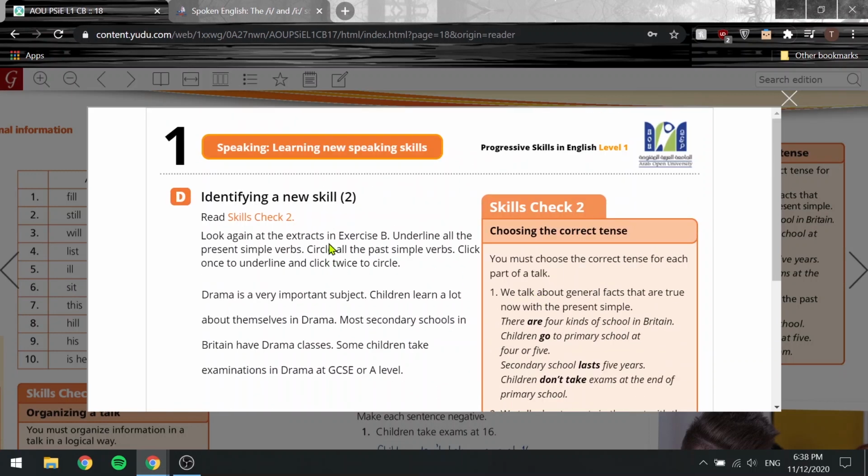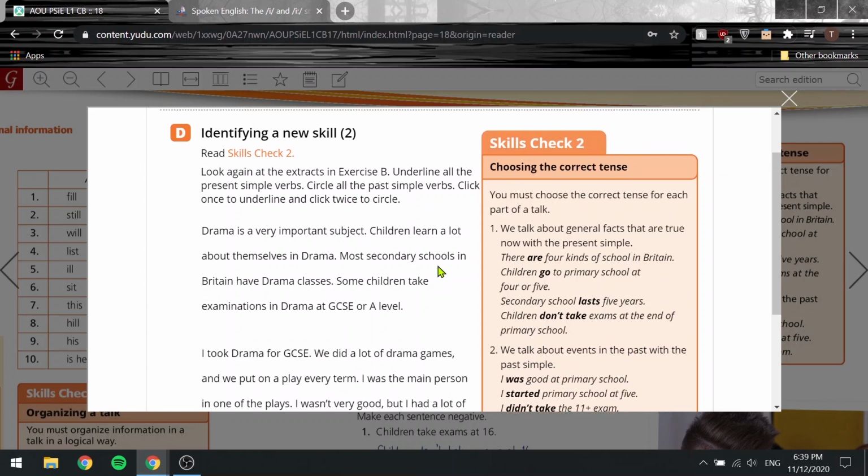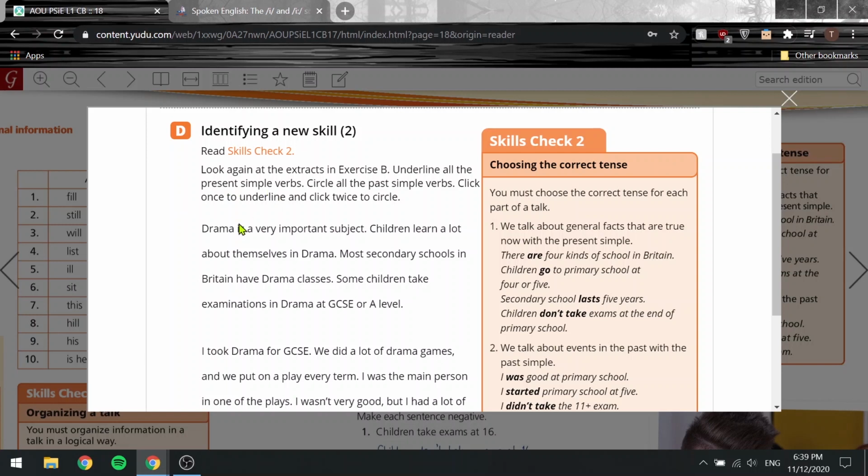So look again at the extracts in exercise B. Underline all the present simple verbs and circle all the past simple verbs. Click once to underline and click twice to circle. Okay, so let's listen to that one more time. So for all the present simple verbs that we find, we want to make sure that we underline those.